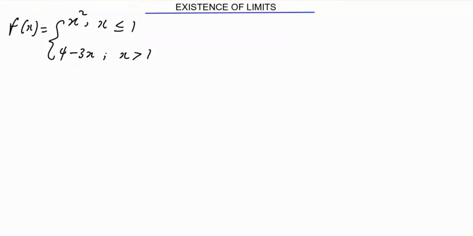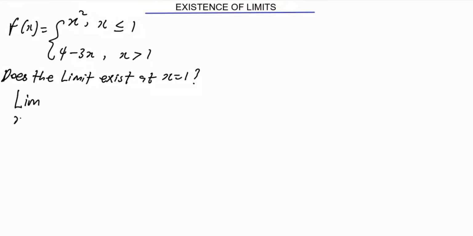How do we evaluate? You have to check if the limit exists at x equal to 1. That is the question. For a limit to exist, you must check the left hand and the right hand limit. Let's check the left hand limit.